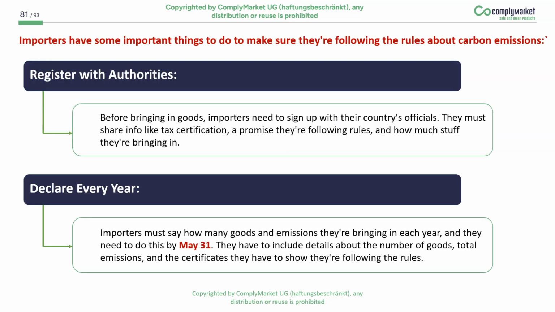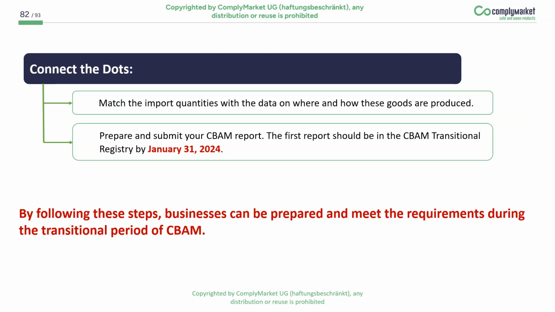And also you need to register. It takes time to be approved. In the definitive period, you need to report by 31st of May every year, but now during the transitional period, every 3 months. Don't forget your deadline, end of January 2024.